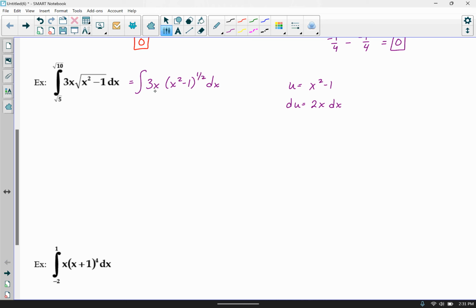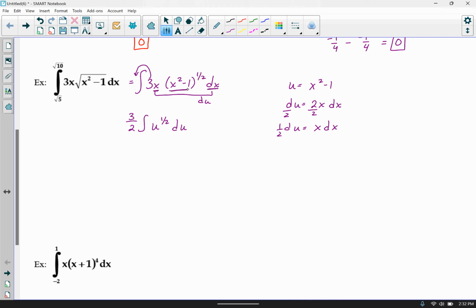Okay, so now you can see your du is taking care of the x dx, and I've got this extra 2 here, so we talked about in class, well, just divide by 2, so I can say then that 1/2 du equals x dx. So now the x dx is being taken care of by my du. I have this extra 3, but the 3 can be factored out as well as this 1/2, so that's going to become 3/2 on the integral of u to the 1/2 du. Right, because this piece right here, that's my u.